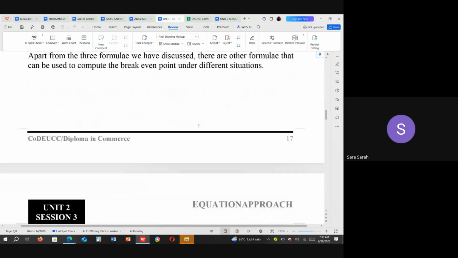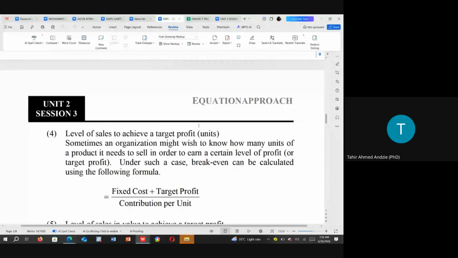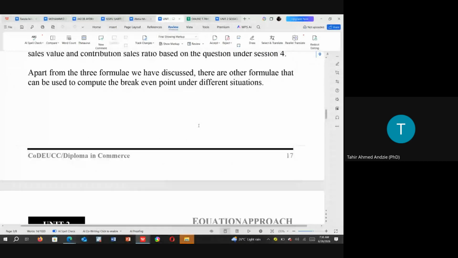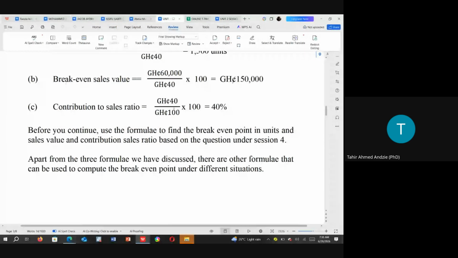In the soft copy that I'm using, the mistake in the contribution to sales ratio is there. No problem, we'll see it. We haven't got there, so when we get there, if there is a mistake, I'll let you know. But this one is not a mistake. This is 40. Contribution is 40 over 100 cedis, that is selling price, times 100. And I'm saying that you can leave it in decimal instead of multiplying by 100.